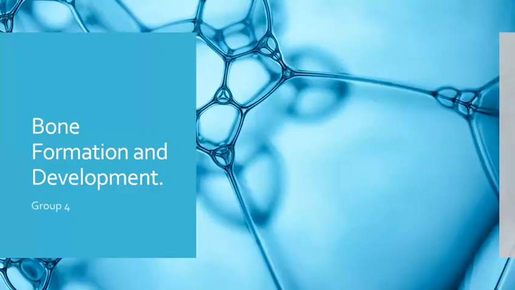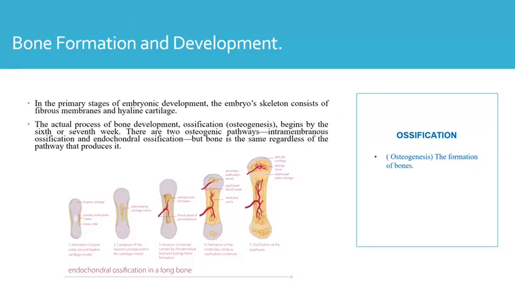Bone formation and development. In the primary stages of embryonic development, the embryo's skeleton consists of fibrous membranes and hyaline cartilage. The actual process of bone development, also known as ossification or osteogenesis, begins by the 6th or 7th week. There are two osteogenic pathways: intramembranous ossification and endochondral ossification, but bone is the same regardless of the pathway that produces it. Below there is a diagram of endochondral ossification in your long bone.